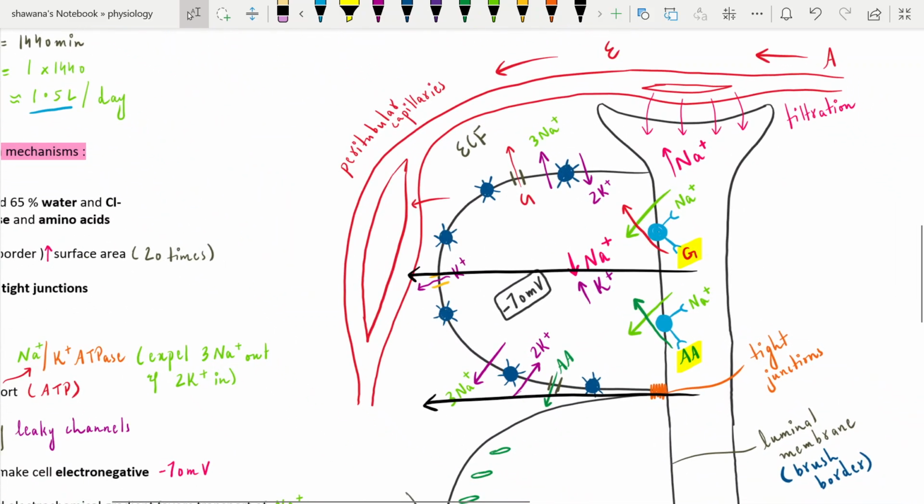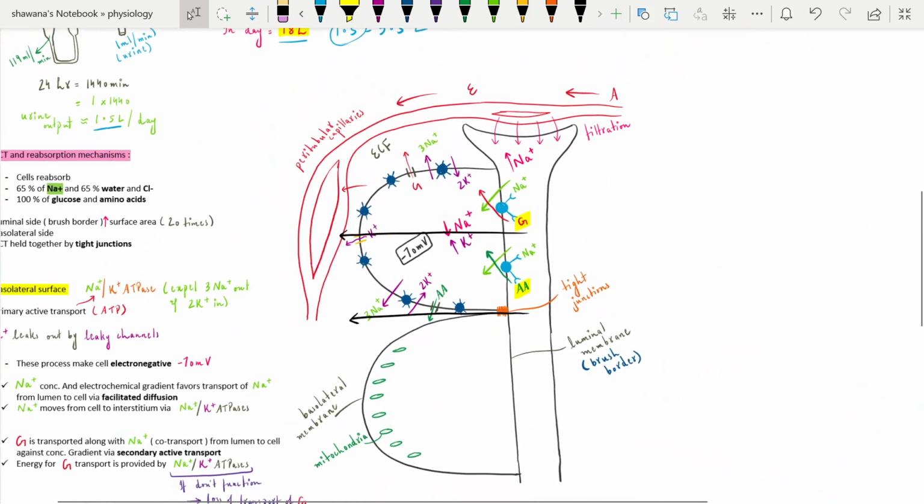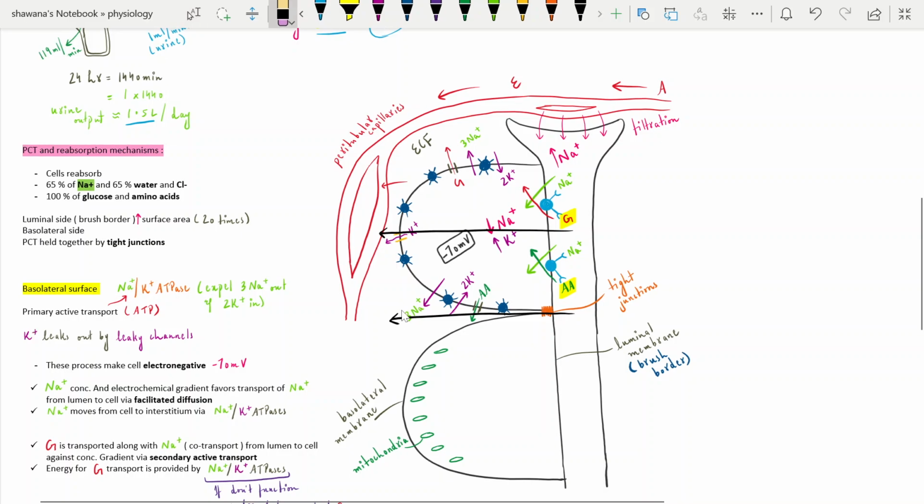So coming towards our main discussion for today is this diagram, and I will explain this diagram in a minute. First of all, we will see how the reabsorption of sodium, glucose, and amino acids occurs in the nephron.